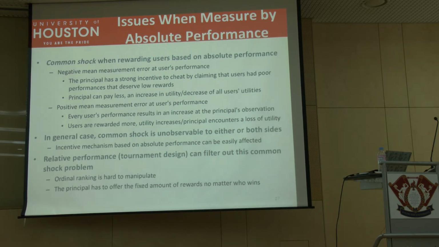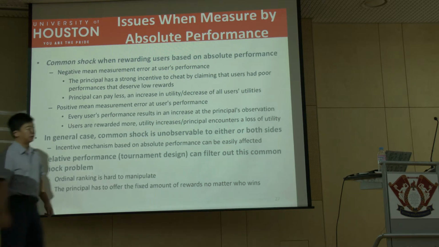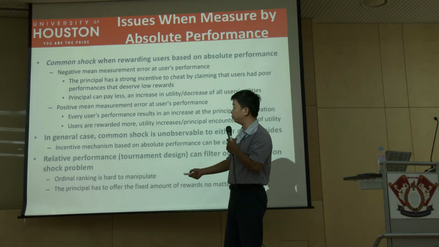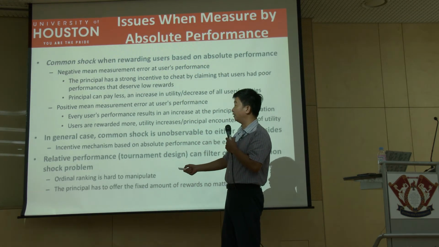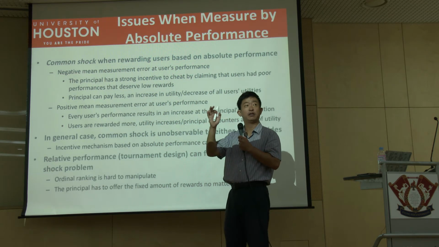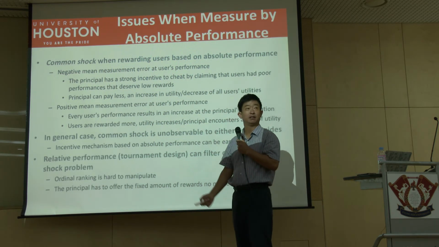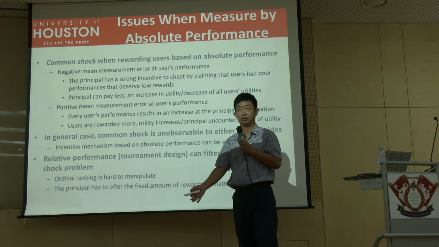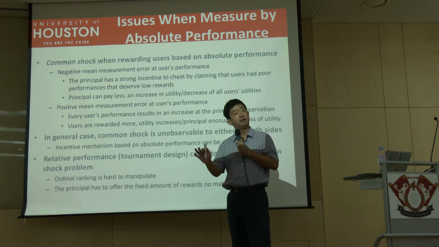This is the ranking. This is the reward. I have two reward systems, the red one and the blue one. The blue one rewards the top one very, very high, but for the rest, it's very poor. And the red one rewards everybody almost equally. So then there's a trade-off.